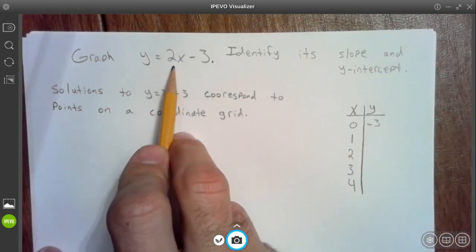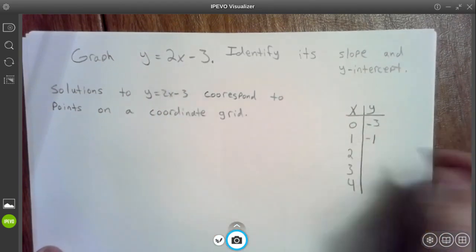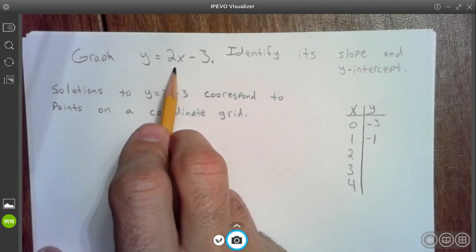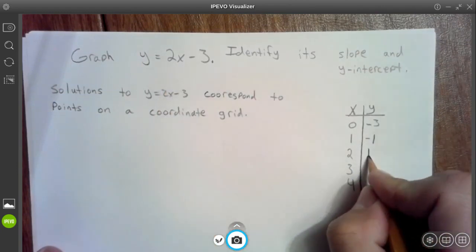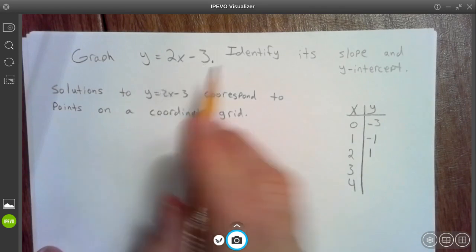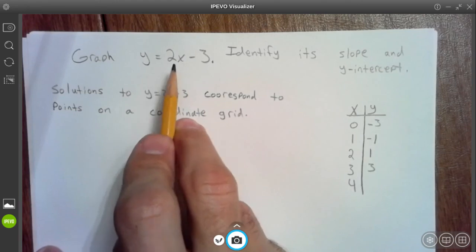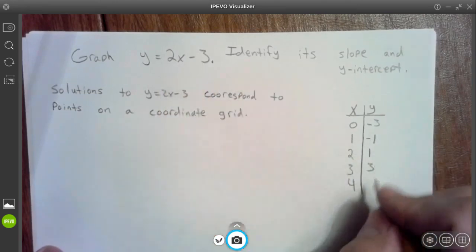2 times 1 is 2, 2 minus 3 is negative 1. 2 times 2 is 4, 4 minus 3 is 1. And then 2 times 3 is 6, 6 minus 3 is 3. 2 times 4 is 8, 8 minus 3 is 5.